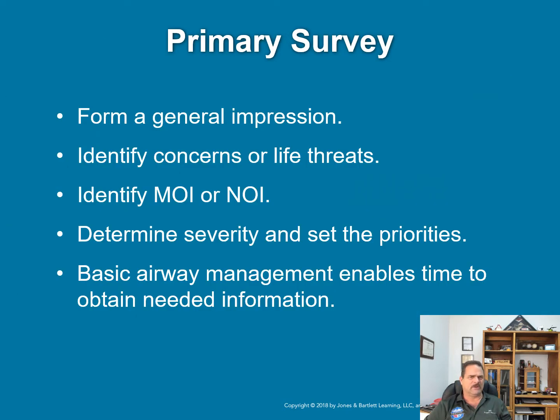All right, so primary survey: obviously your general impression, identifying concerns of life threats. Identify whether this is a mechanism of injury or nature of illness or a combination of both, because it can be. Determine the severity and set the priorities. Where are we at on this and what's our transport decision? Basic airway management enables time to obtain whatever information we can get before we get going with this patient.